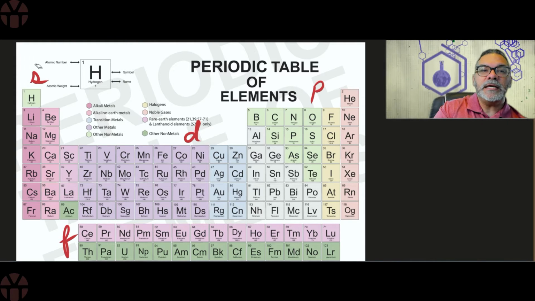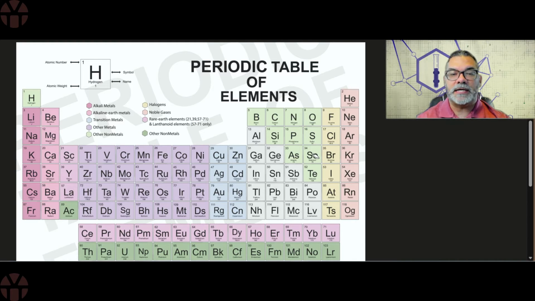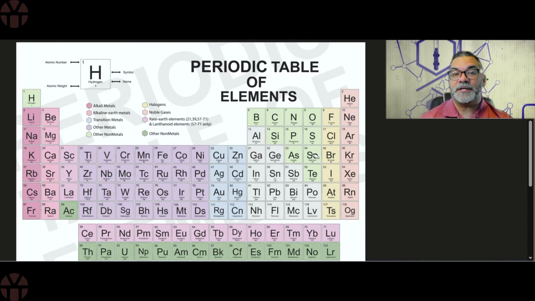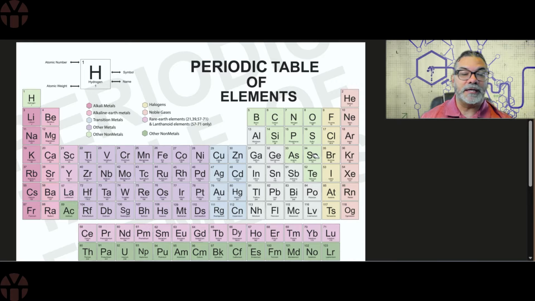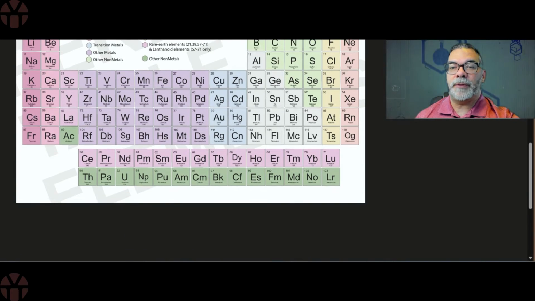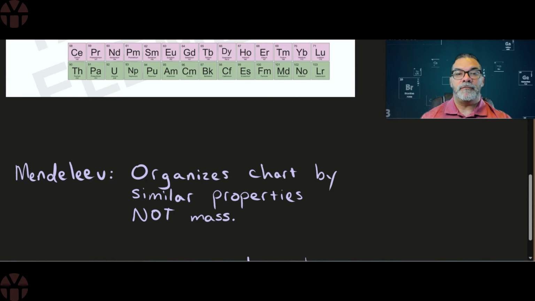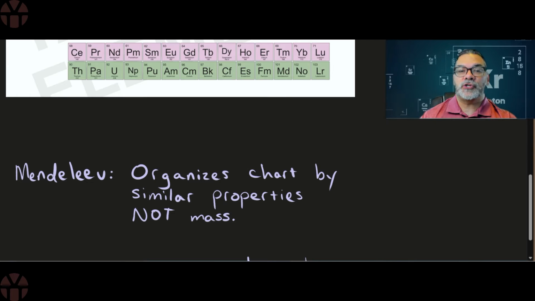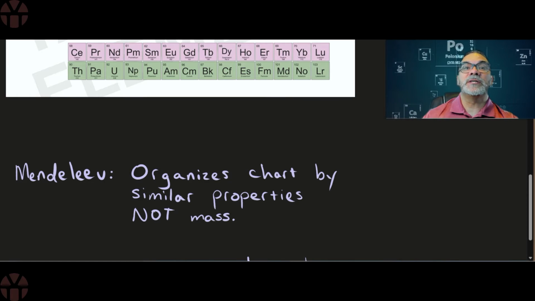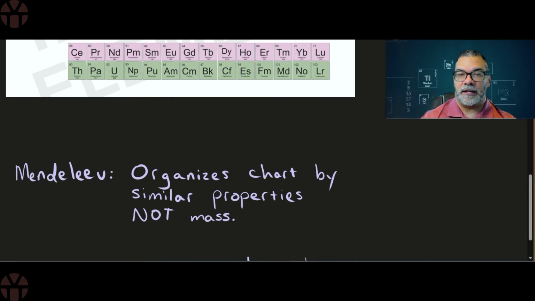And so the idea is that we already can see that there seems to be some logic to this periodic table, but this was not always the case. In fact, the first person that tried to give us some type of structure to our periodic table was a gentleman by the name of Mendeleev, right? And so Mendeleev actually organizes the chart by similar properties rather than by mass of elements.